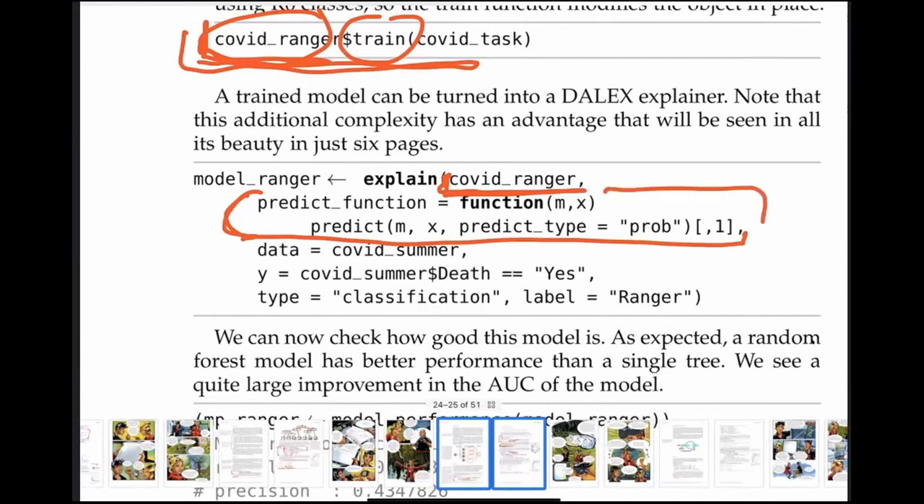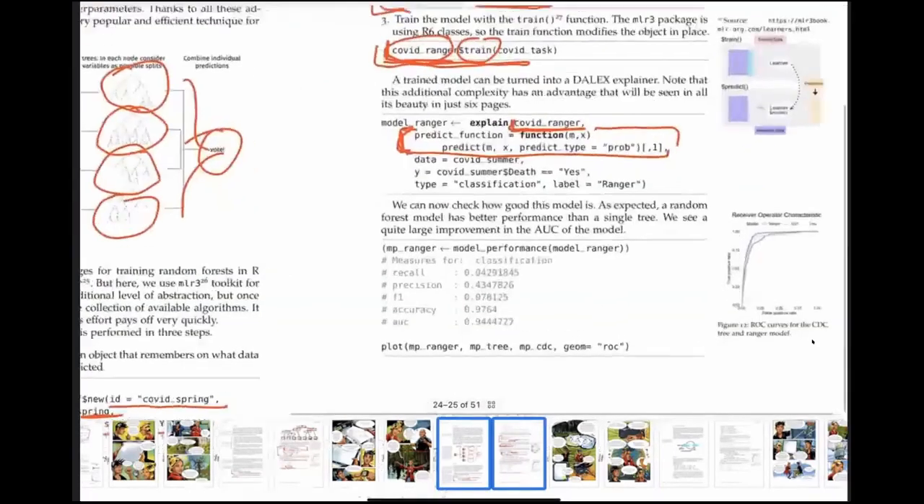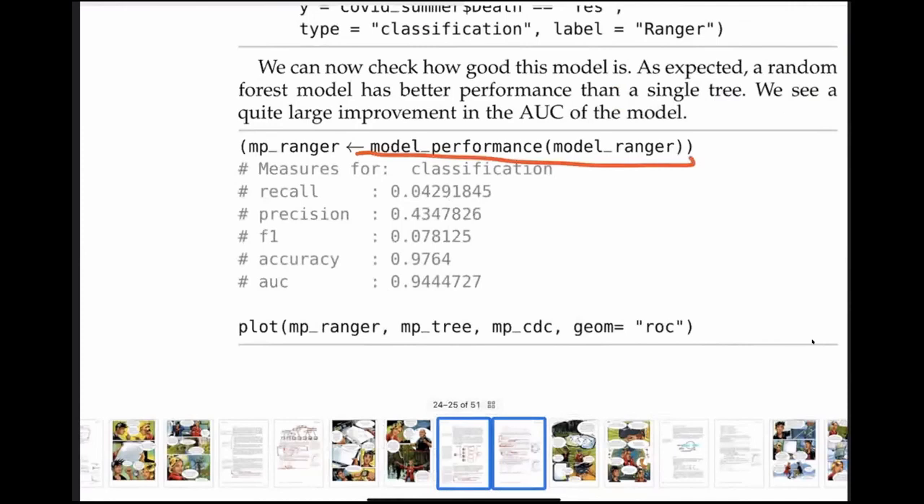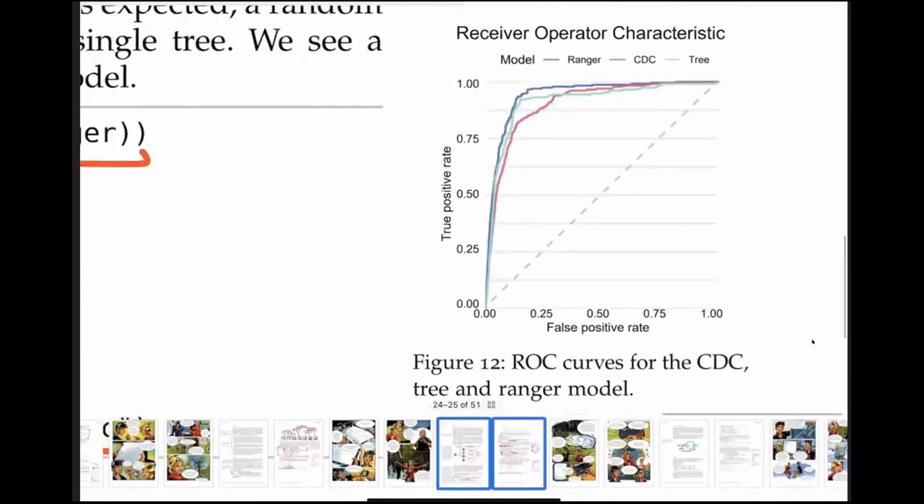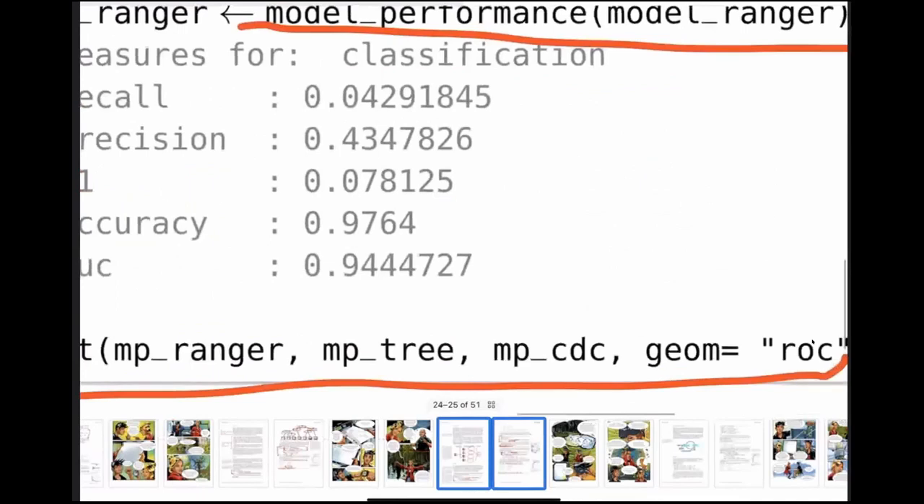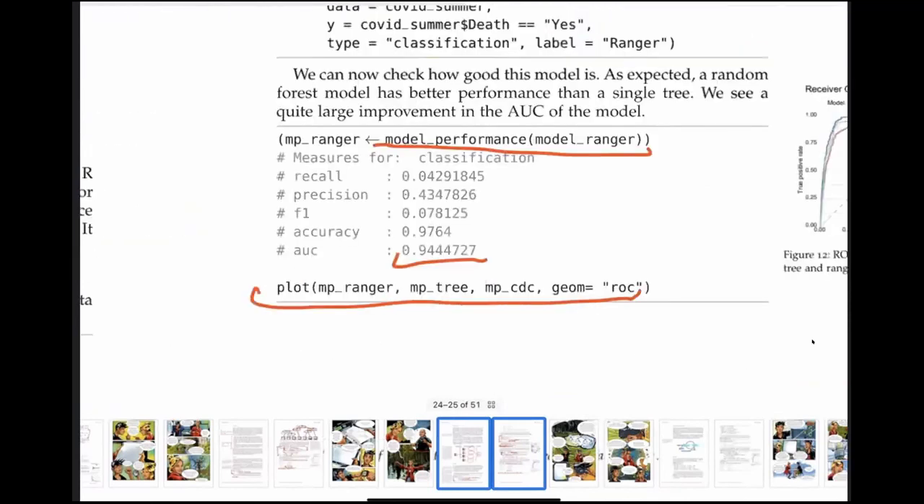You see that this function is different from the two other examples. For the GLM model, we have a different predict function. For the decision tree, we have a different predict function. Here we also have a different predict function, and DALEX will guess the right predict function, but just to show you how it works, here is an example. So okay, we have three models. Again, with the same function model performance, you can calculate the performance of this model, and you can plot all three models in a single chart. Fortunately, the AUC is higher and higher. We started with 0.9 for the GLM model, then we have 0.91 for the tree-based model, and here you have 0.94. So it's a pretty good improvement.